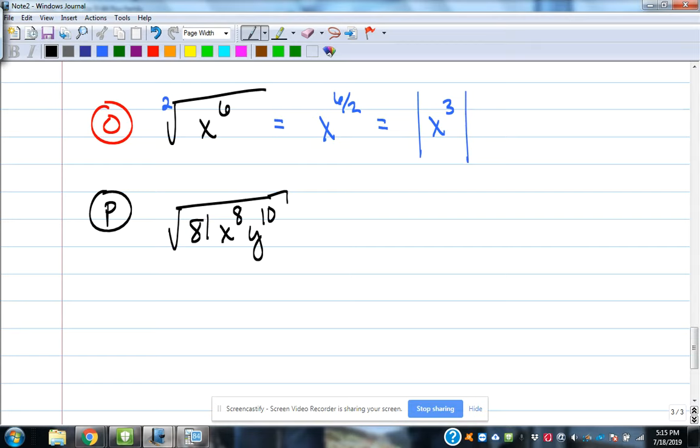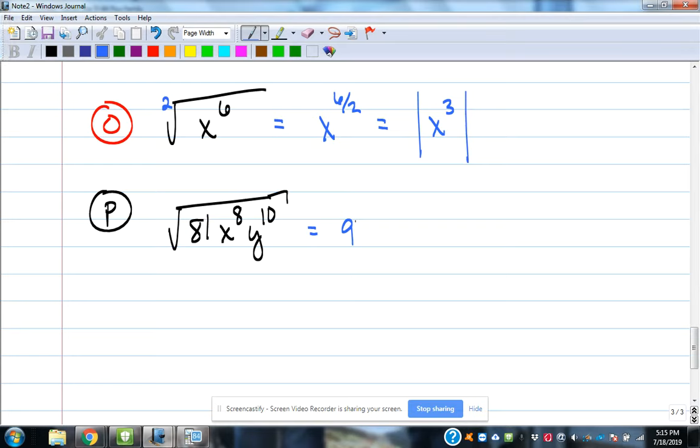And this one is one of those where one part would have to have absolute values, another part doesn't have to have it. So what do we know about the square root of 81? Do we know that? It'd be 9, right? 9 times 9 is 81. So the square root of 81, we can go ahead and simplify.